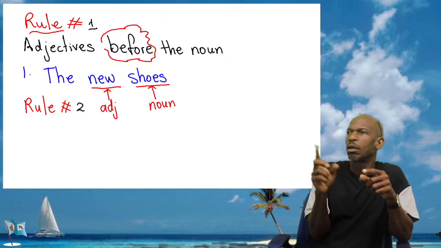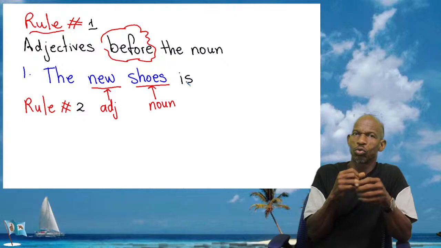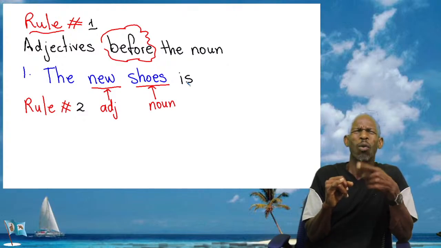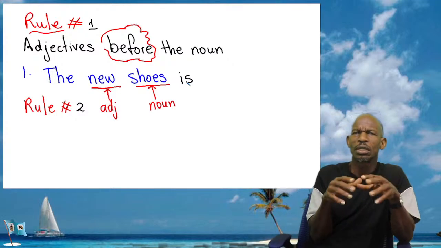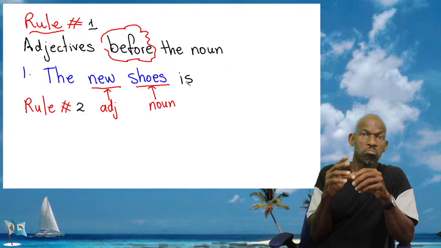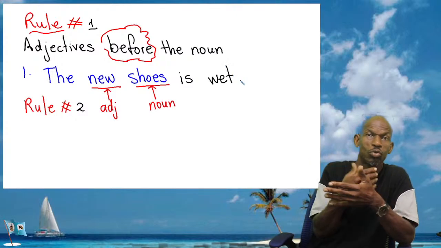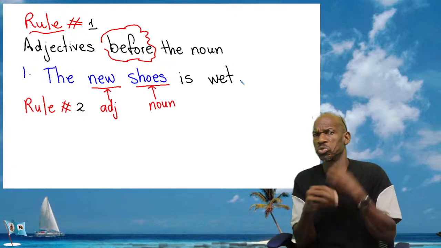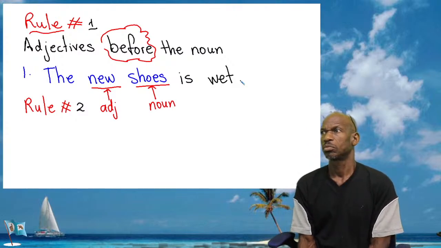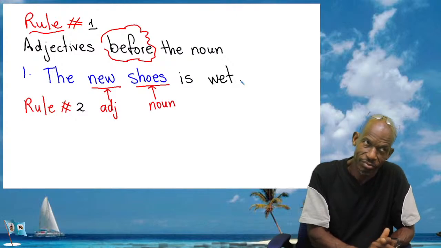So I'll say the new shoes is, but anytime I put a word is, I must tell something about it. The new shoes is, I could put an adjective if I want. I could also put a noun. I can say the new shoes is wet. Wet is an adjective to describe my new shoes. And I could even change that, right? And put it in another thing. So this word here is an adjective also. So this one here I can put where the adjective is after the noun.